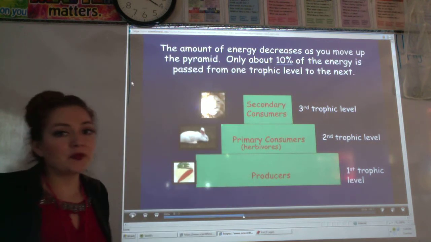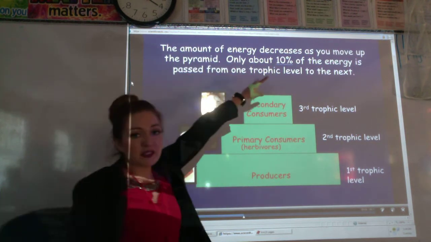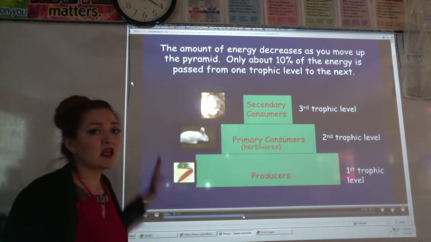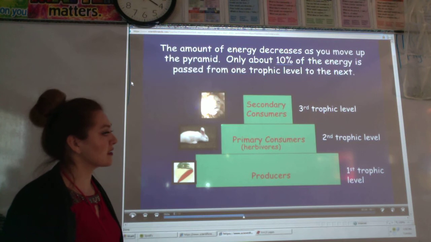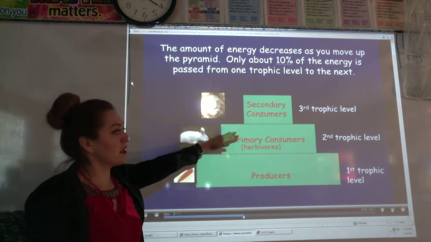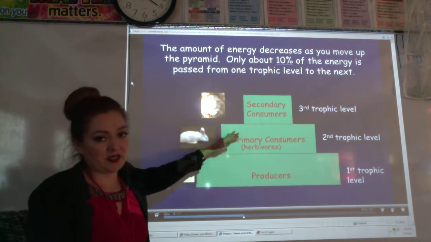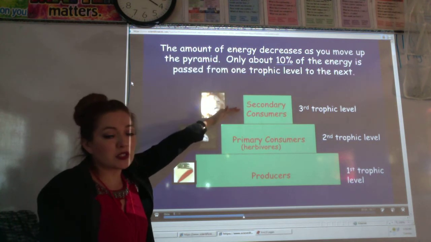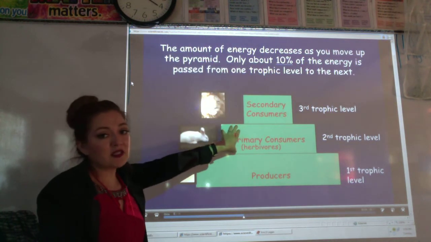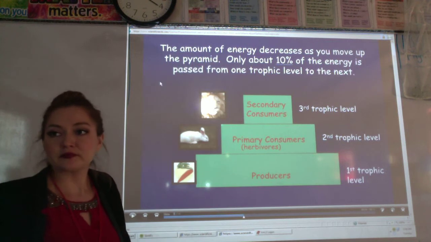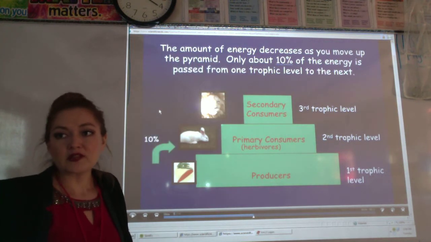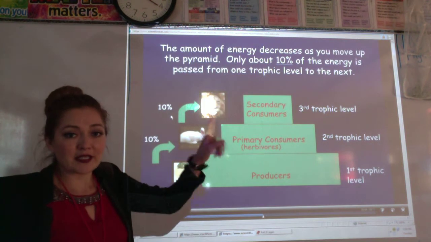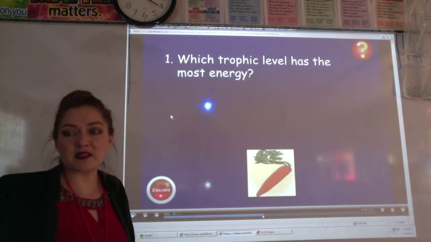Only about 10%, this is a very magic number that you have to remember, only about 10% of the energy is passed from one trophic level to the next. So from producers to primary consumers, only 10% is passed. From primary consumers to secondary consumers, only 10% of this energy is passed on. So there you have the arrows pointing at 10% and 10%. Remember that, 10% each time gets passed on.